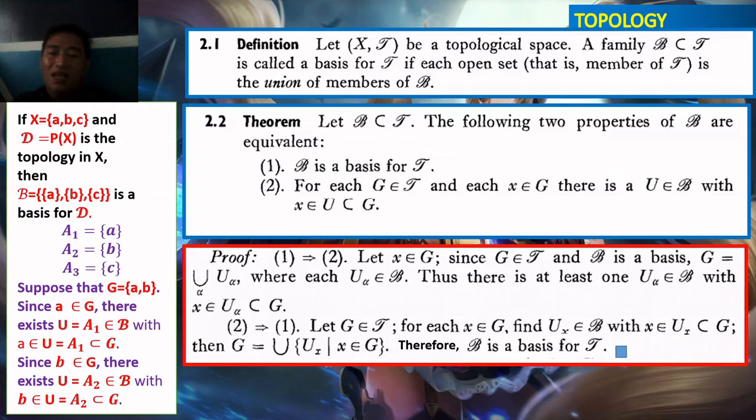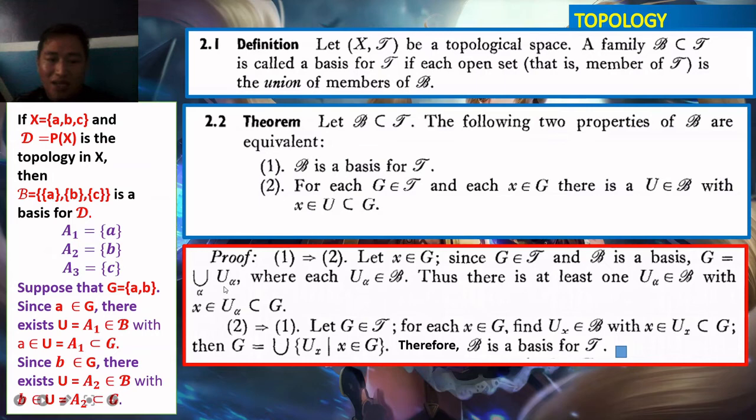If G is equal to the union, for each U alpha element in G, there is at least one U alpha element in script B. Since this X is an element of G, and G is equal to the union of the G alpha, X is surely an element of one of the U alpha.